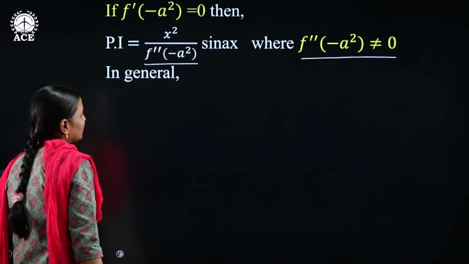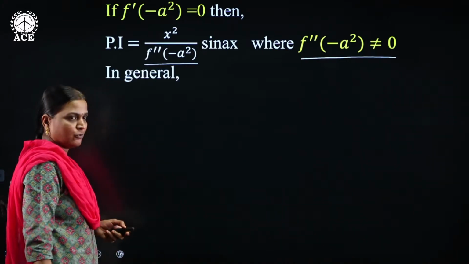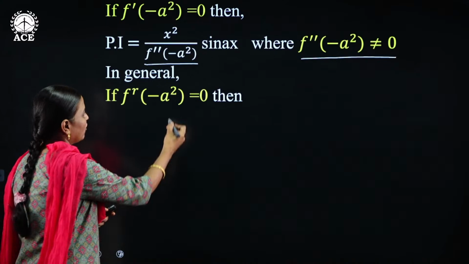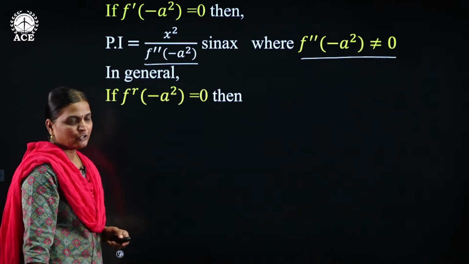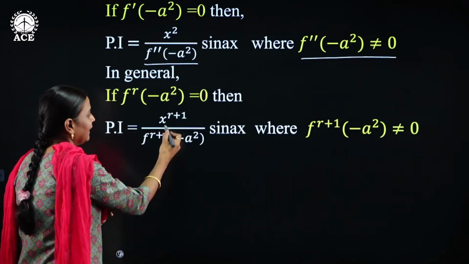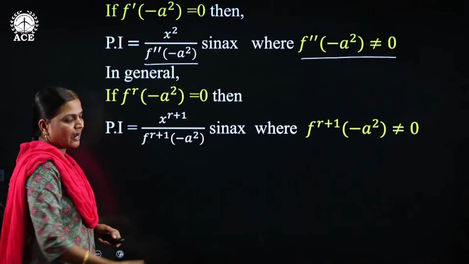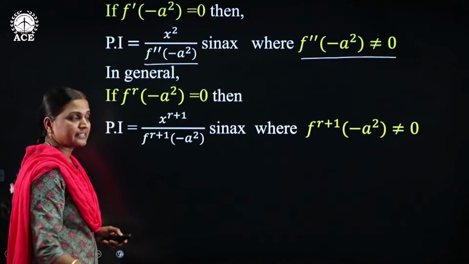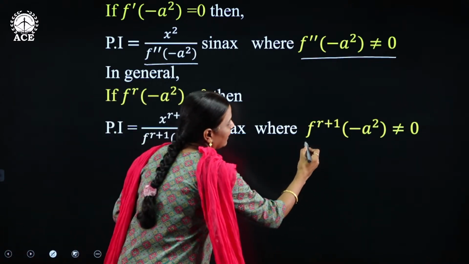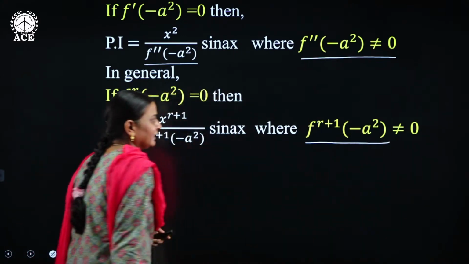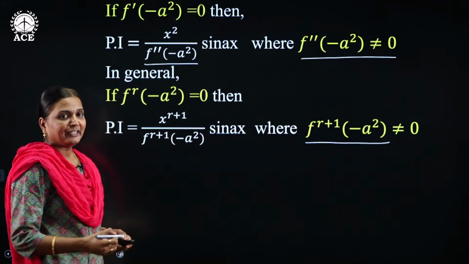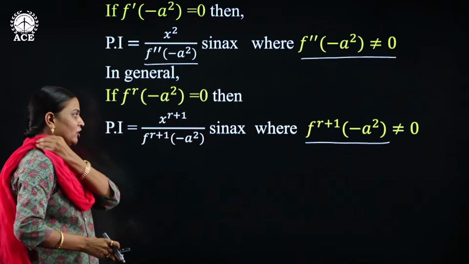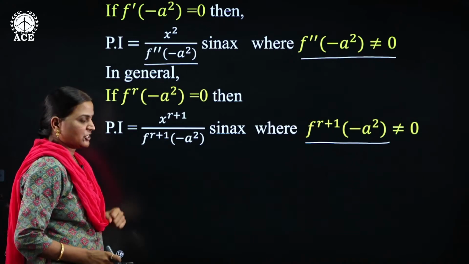So continue this procedure. In general, suppose the rth derivative of f of minus a square equals 0. So how to write the particular integral? x power r plus 1 by the r plus 1th derivative of f of minus a square into sin x. Here also the denominator, the r plus 1th derivative, is not equal to 0. So continue this procedure until the denominator will be constant.